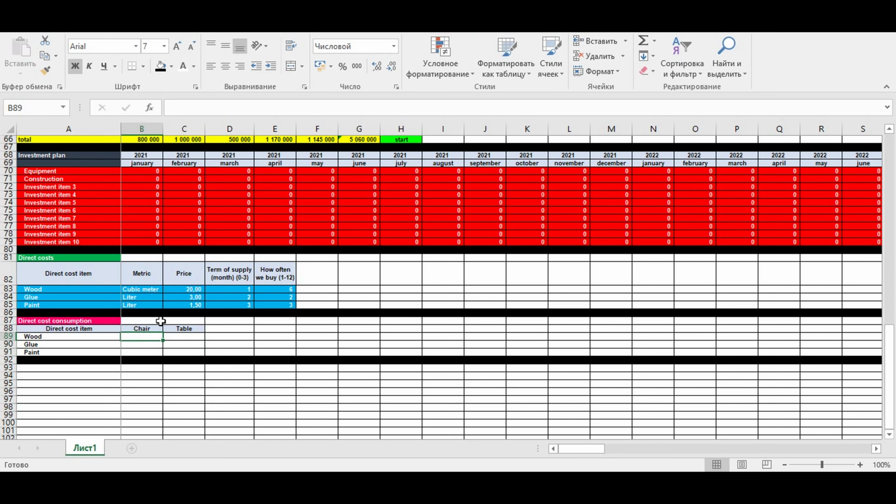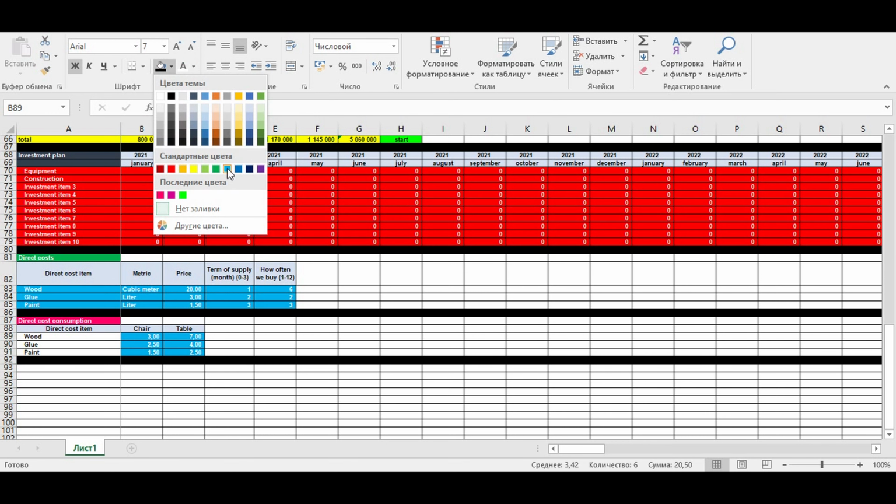For example, we need 3 cubic meters of wood to produce one chair, then 2.5 liters of glue and 1.5 liters of paint. Then for one table we need 7 cubic meters of wood, 4 liters of glue, and 2.5 liters of paint. These are the inputs. We mark them with blue color.